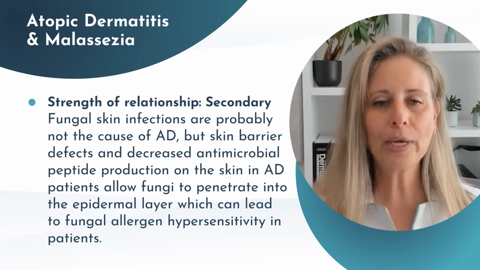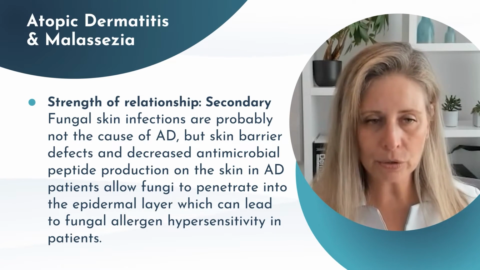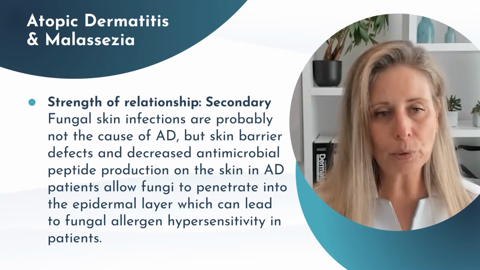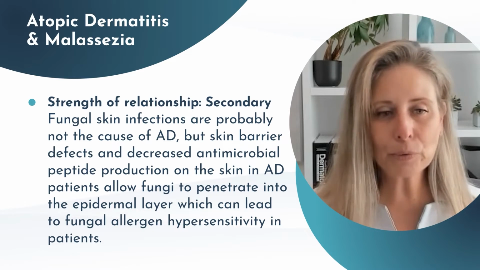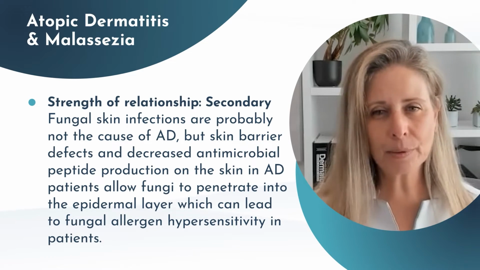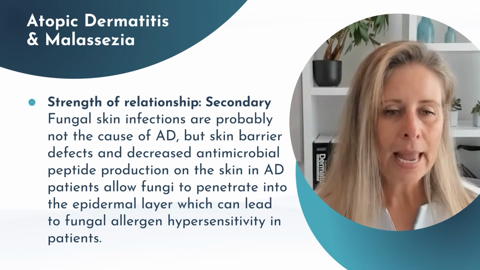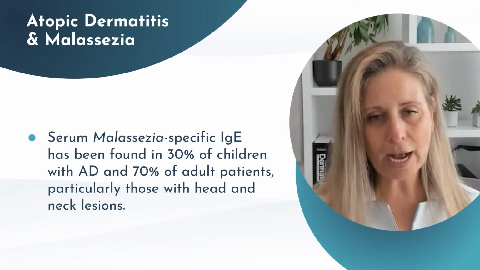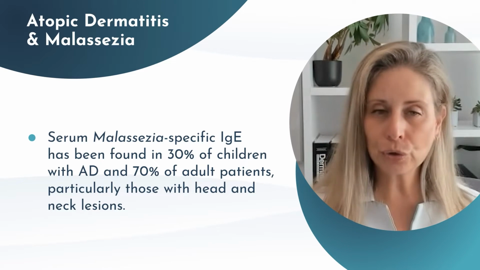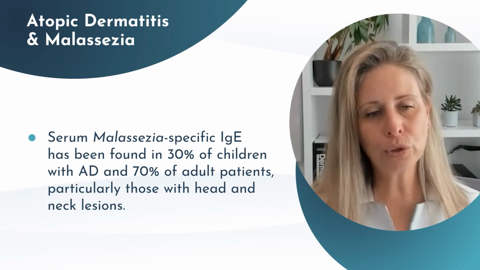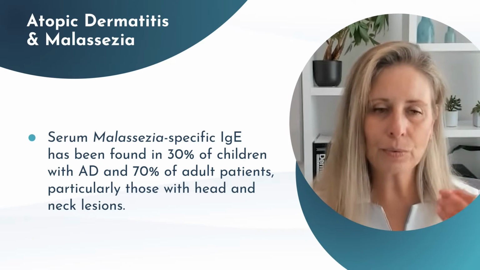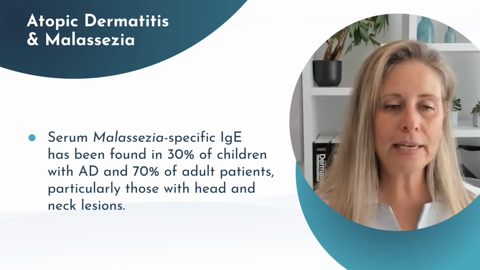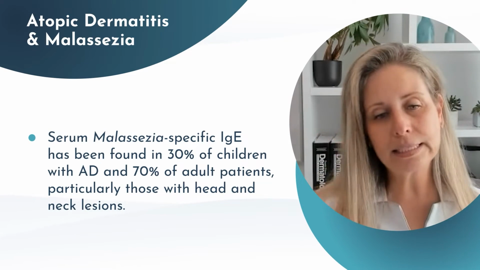So with eczema, we have a skin barrier defect, broken skin barriers, and that allows the Malassezia to penetrate down into the epidermal layer, and it can cause a kind of hypersensitivity reaction to the Malassezia. It doesn't belong down there. It belongs on top of the skin. And serum Malassezia-specific IgE, which is an allergic immunoglobulin reaction, has been found in 30% of children with eczema and 70% of adults, particularly those with head and neck lesions, right? Again, this is where the Malassezia is living in high amounts. If you have broken skin on the scalp or the face, the Malassezia is going to be able to get in and cause this exacerbation.